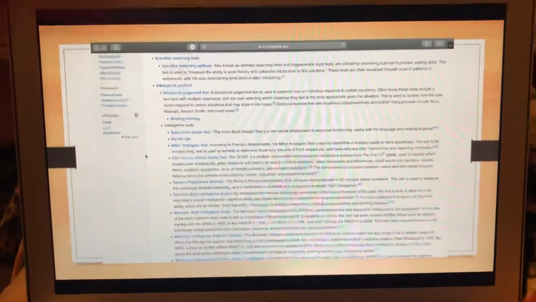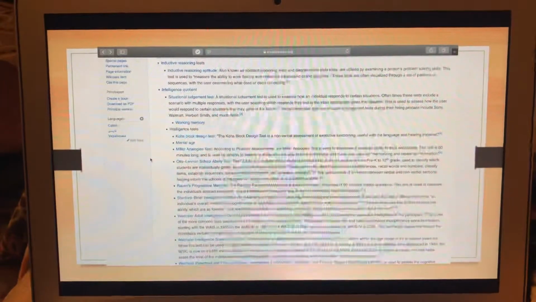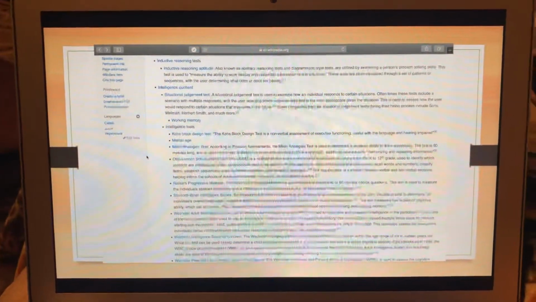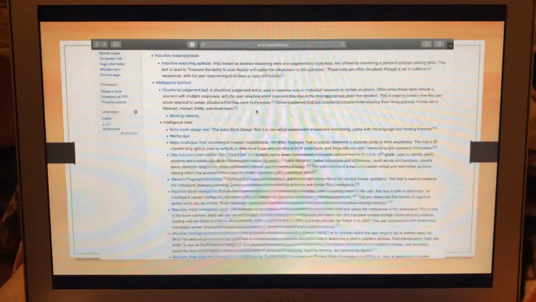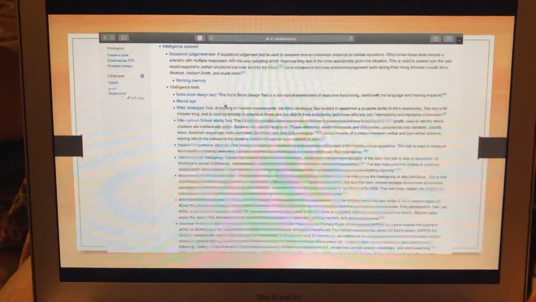The next section of the Wikipedia article that we wanted to expand on was the intelligent quotient section, which is basically all the different tests that can be used to test someone's IQ. As you can see, we have the situational judgment test, which is actually a little different. It's mainly made to test how a person would respond to certain situations. A lot of companies use this, including Sony, Walmart, and much more. The next test was the Kohs block design test. We had the Miller Analogies Test, the OLSAT, and plenty more.